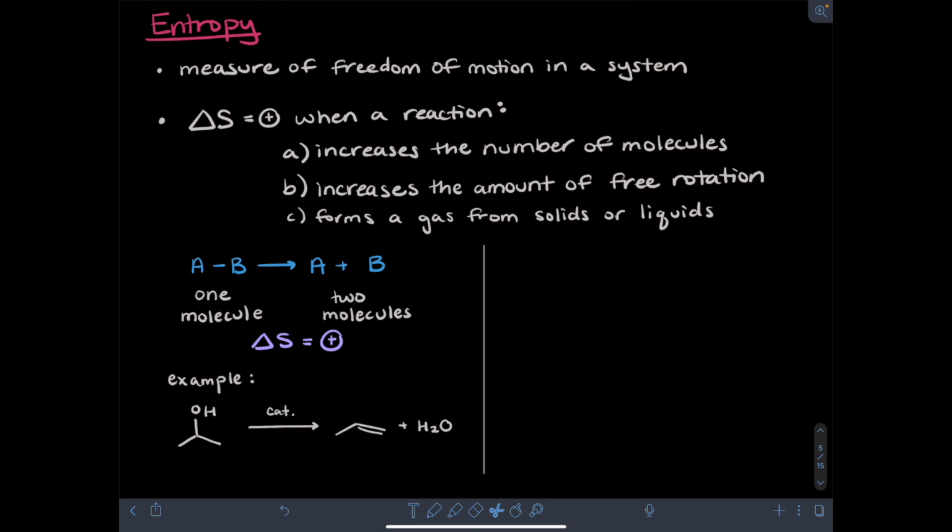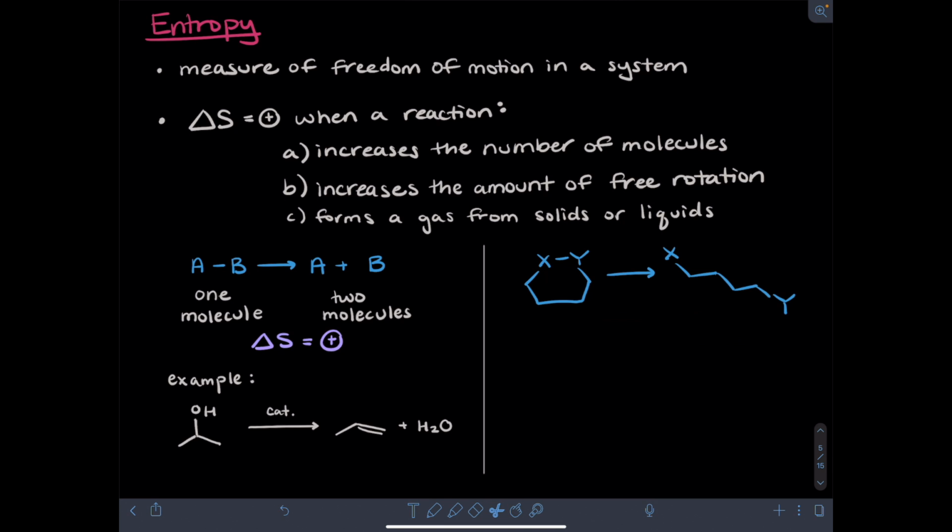Here's a more concrete example of a reaction where delta S is positive because the number of molecules is increasing. Here I'm starting out with an alcohol, and in the presence of a catalyst, I'm forming an alkene and water. This is a reaction that you'll see later in this semester.